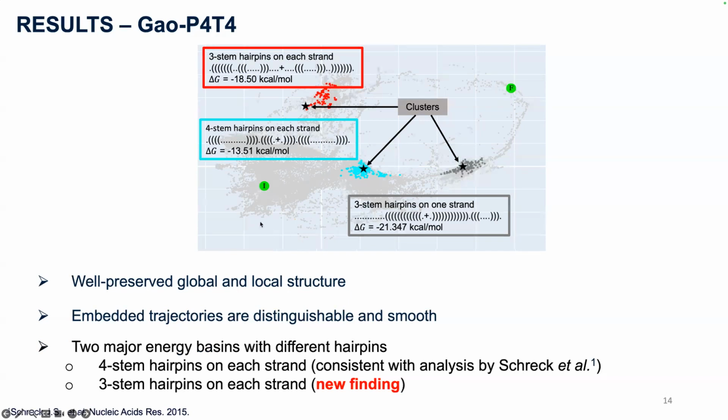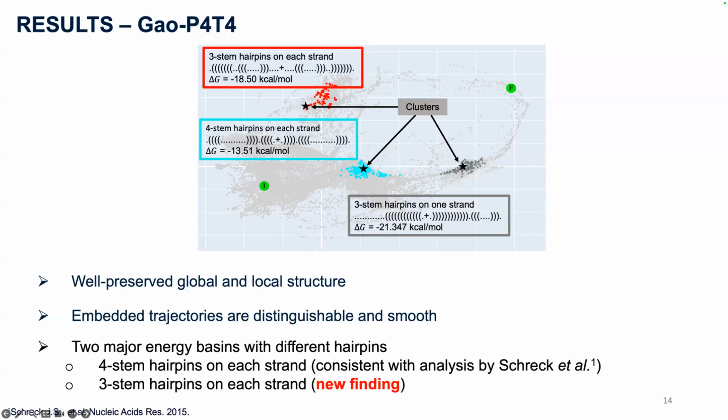And for the trap in the blue cluster, we find that they have 4-stem hairpins on both strands. This is consistent with the previous computational analysis by Schrank et al. In addition, we also noticed 2 more traps. The trap in the green cluster has only one 3-stem hairpin in one strand, and we attribute this trap as a minor trap because it only has one 3-stem hairpin. For the trap in the red cluster, we observe 2 3-stem hairpins in both strands, which is strong enough, so we attribute this trap as a major one.